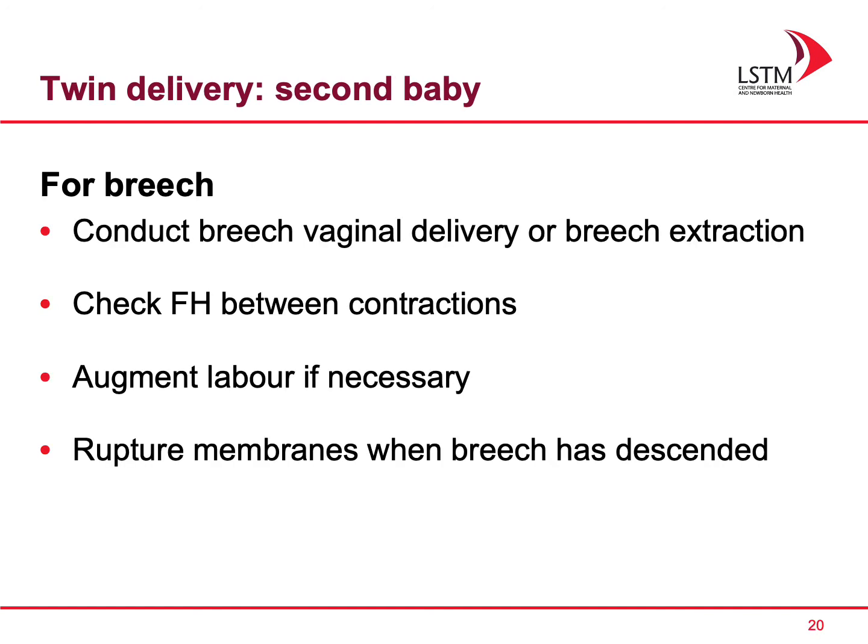If the second baby is breech, then we conduct breech vaginal delivery or a breech extraction. Fetal heart rate should be checked between every contraction, and it's also allowed to augment labor if necessary. We also rupture membranes when the breech has descended, and we delay early rupture of membranes in the second twin.